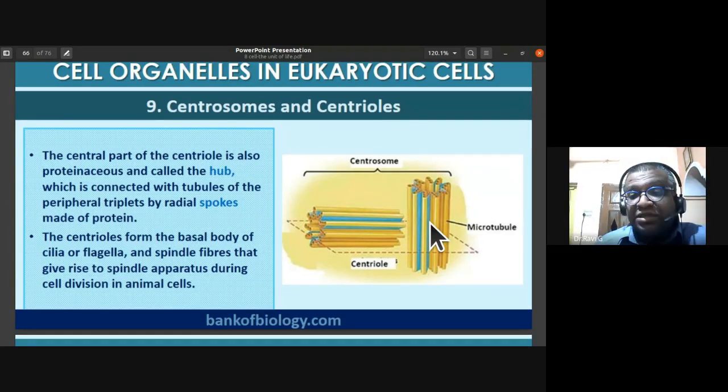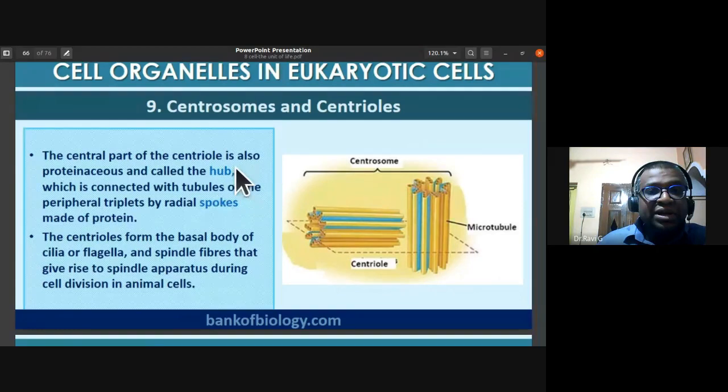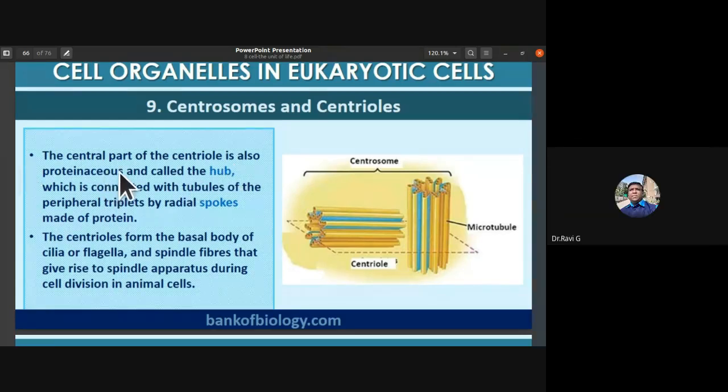This is seen only in cell division in animal cells, where the centrioles move towards the opposite poles, which we call the asters, and form the spindle fibers that give rise to the spindle apparatus. So that is one point you have to remember regarding centrosomes and centrioles. Centrosomes are found only in animal cells. Centrosomes are absent in plant cells.